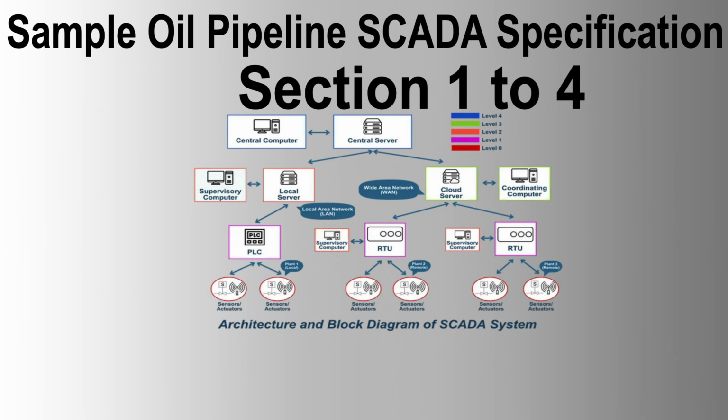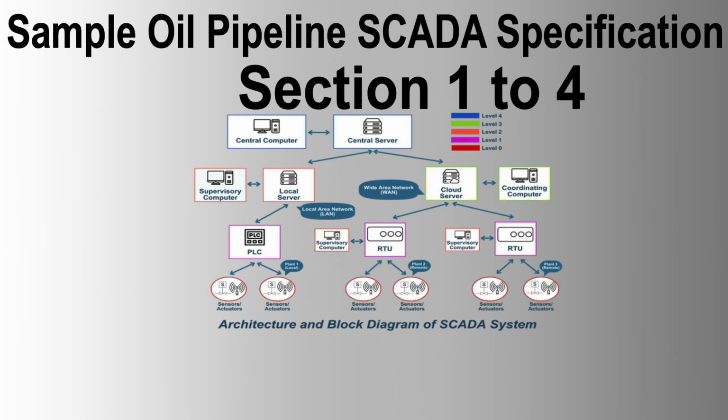Section 2, Scope of Work, Seller Scope. Design, supply, installation, testing, and training for the SCADA system. Owner facilities, power supply, communication links, and office facilities. General requirements, environmental conditions, interface points, spare capacity, and compliance with standards.